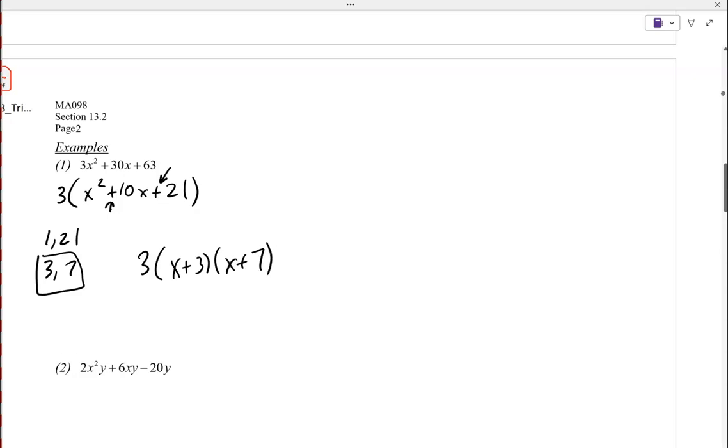Good. Yeah, x plus 3 and the x plus 7. The x plus 3 and the x plus 7 correspond to the x squared plus 10x plus 21. We still have the 3 out in front, right? So it still keeps going. And don't forget to write the 3 too as part of the factoring. Yeah. See if you can do number 2, and then we'll chat about it.